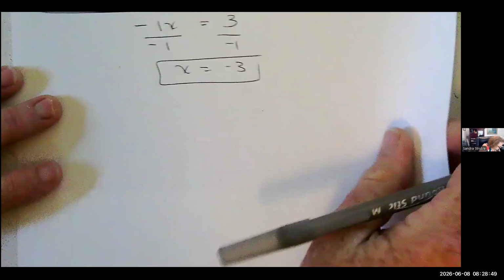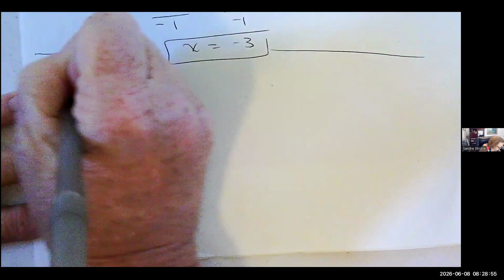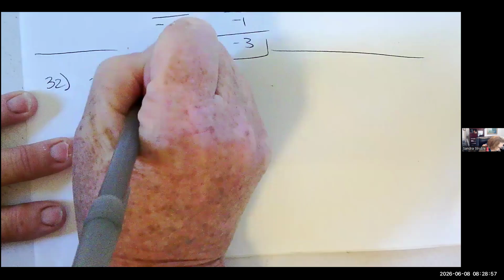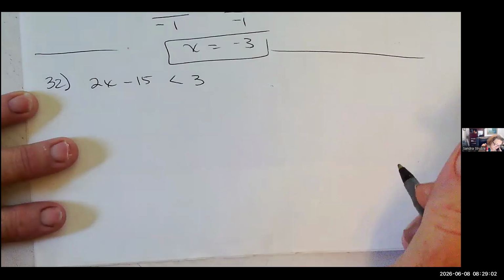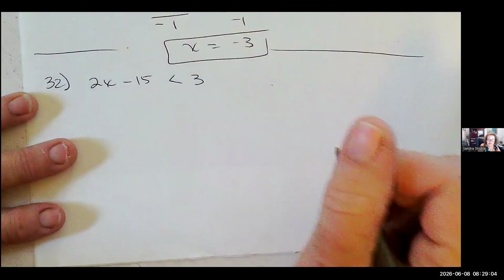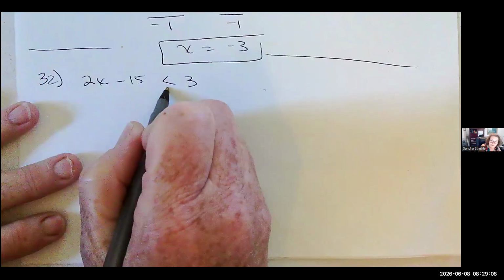32. Oh, inequalities now. 2x minus 15 is less than 3. It says solve each inequality, graph the solution, and give the solution in interval notation. This is going to be a circle, not a dot, and there should only be parentheses. There will not be any brackets because there's no equal sign.